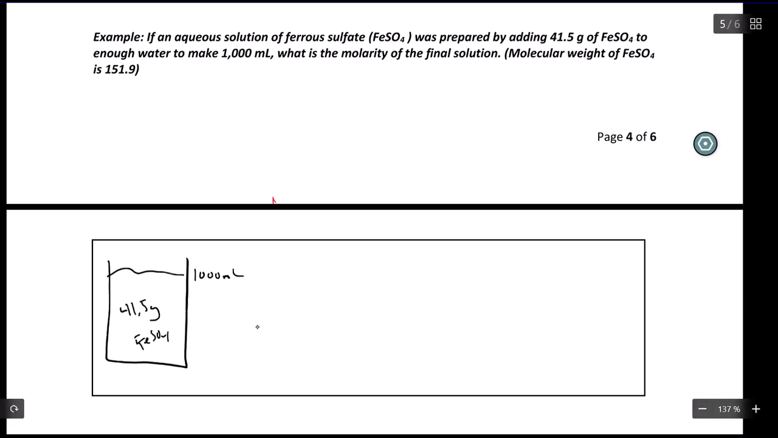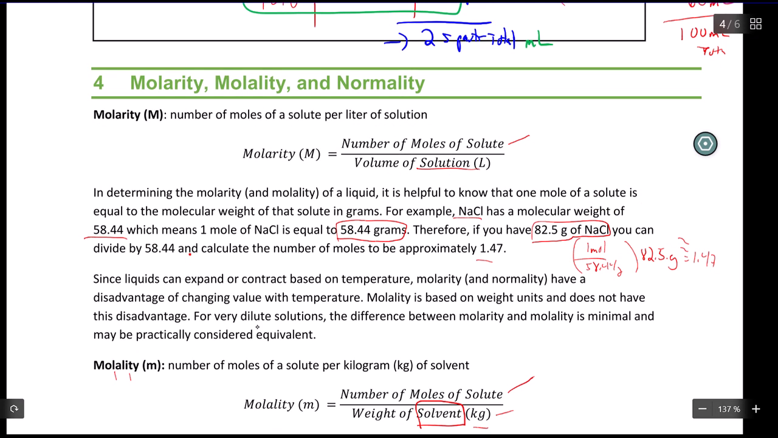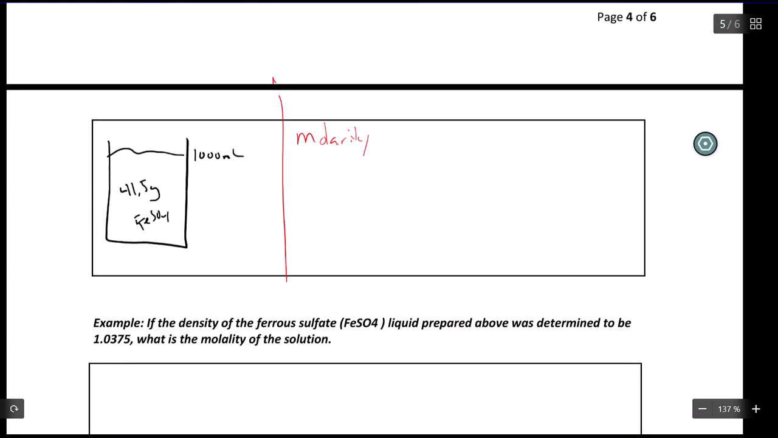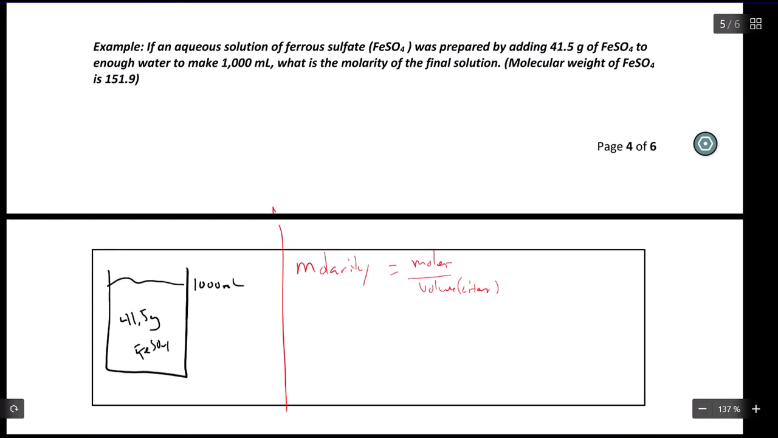Well, if I want to know what the molarity is, I look at my equation. Molarity is moles over volume in liters. All right, so I need to get number of moles, and I need to get number of liters. Well, the liters is the easy part. 1,000 mLs, I can convert mLs into liters, and I know that's 1, right? Easy. 1,000 mLs per liter. Number of moles, well, again, we can utilize the molecular weight. So ferrous sulfate's molecular weight says 151.9. So that means that I've got 1 mole every time I weigh out 151.9 grams of the ferrous sulfate.